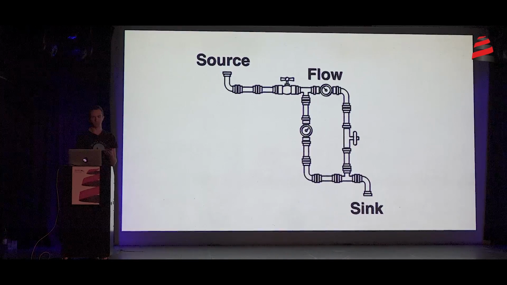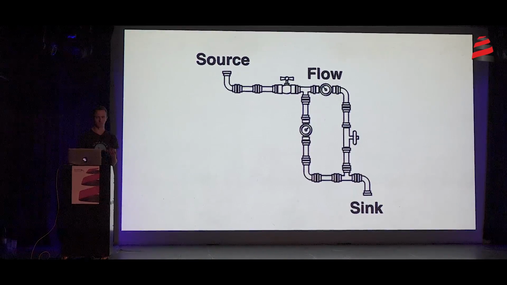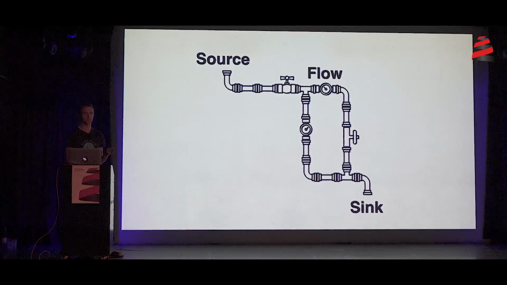So a stream in Akka Streams consists of elements. We can say that there are three main types of elements. There are sources, flows, and sinks. A source is an element which doesn't have an input but has one output. A sink has one input, no output, and a flow has inputs and outputs.